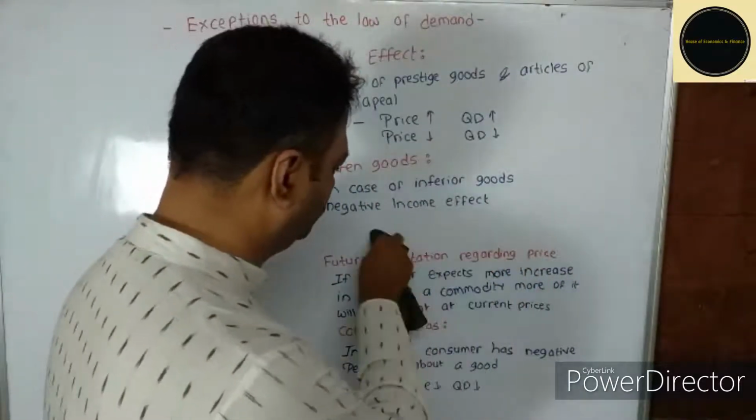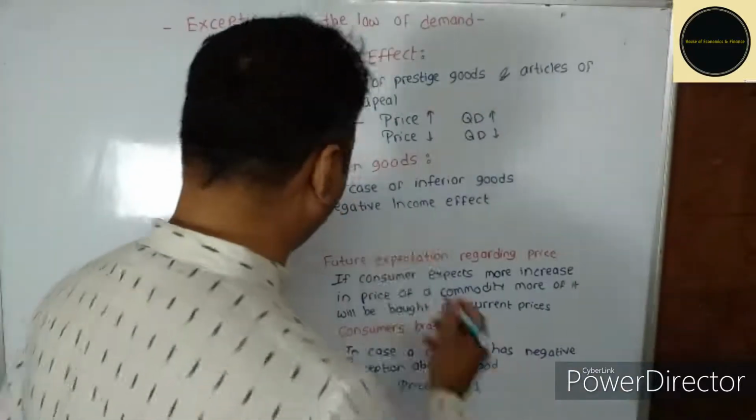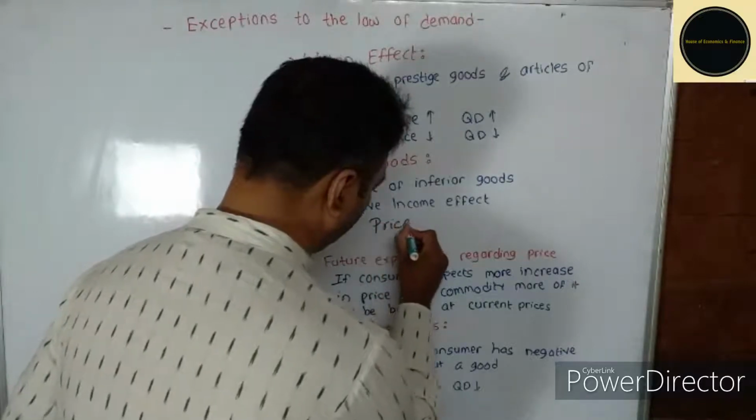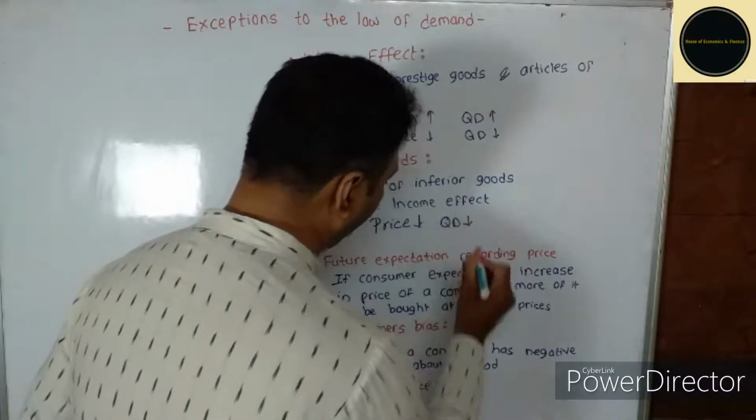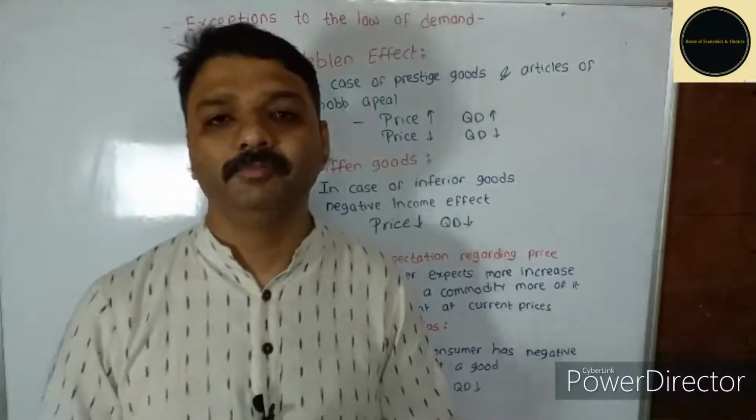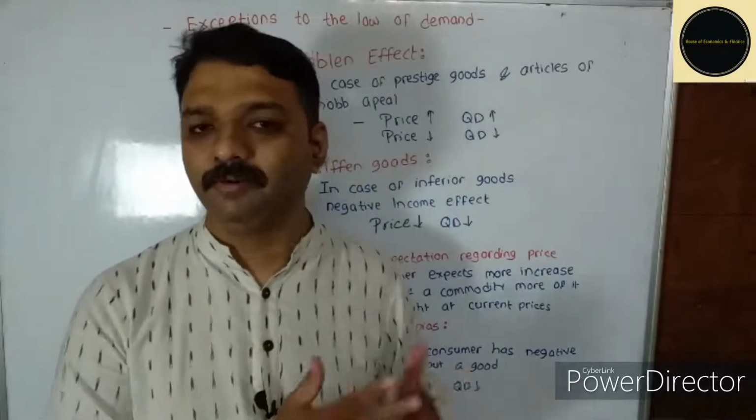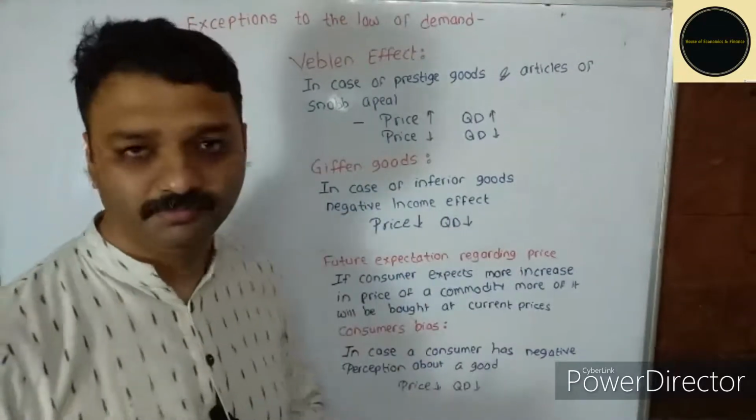So what I will write is, if the price of the good goes down, the quantity demanded also goes down. How is it possible? Because in case of inferior goods, with increase in income, people simply don't want to buy the goods with inferior quality, even if their prices are low. So the quantity demanded goes down.